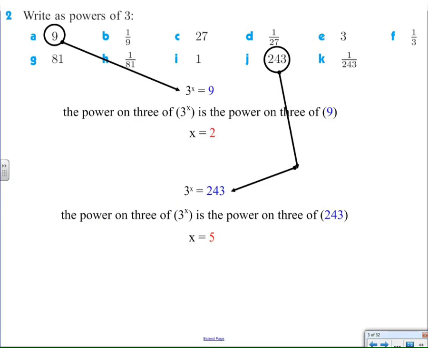Essentially, what we're doing is asking about the exponents. Let me start over. If we're writing as a power of 3, we are looking, when we see the number 27, to find the exponent on 3 that produces 27. So in other words, I'm asking, what is the power on 3 that produces 9? That's just a lot of fancy language to say, 2 is the power on 3 that produces 9. Similarly, 5 is the power on 3 that produces the number 243.